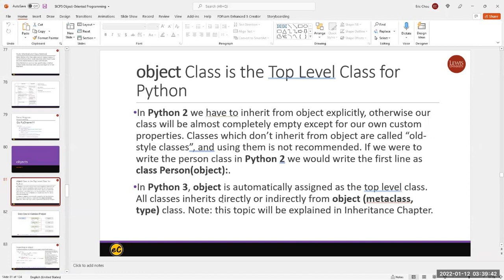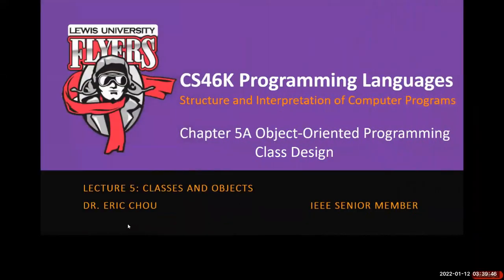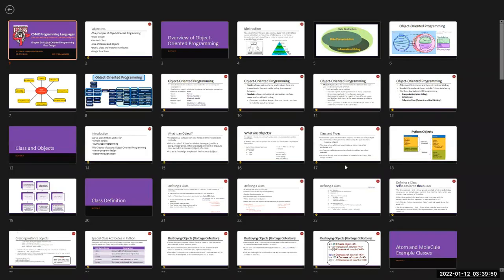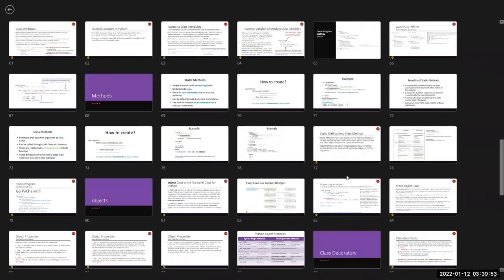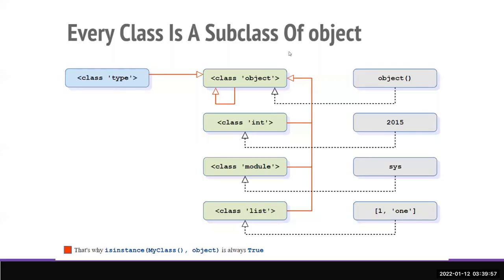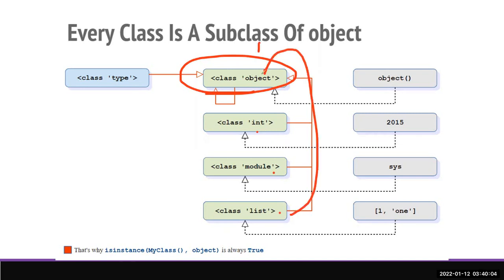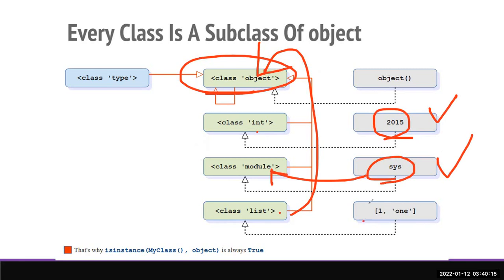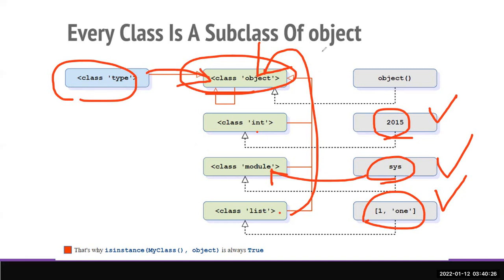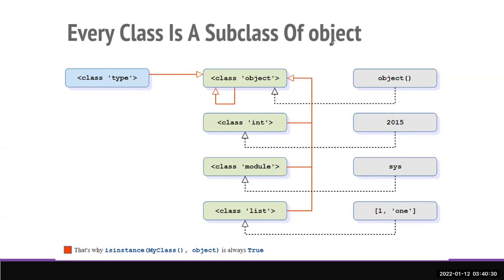But in Python 3, it's no longer needed. If you don't declare it, it will automatically inherit the object class, so somewhat more similar to Java. The object class is the topmost class, so everything, including integer, module, or list, inherits the object class. 2015 is an integer, and sys is one kind of module. These are instances. The class type is actually a subclass of the object class as well.